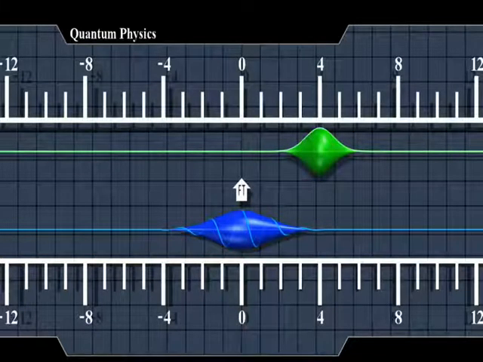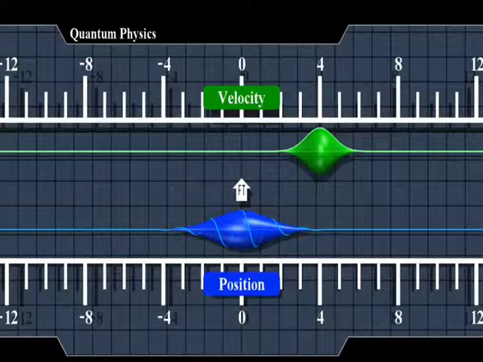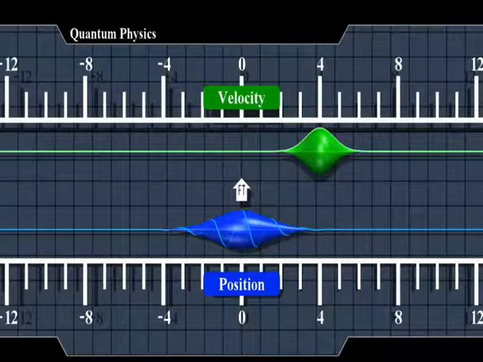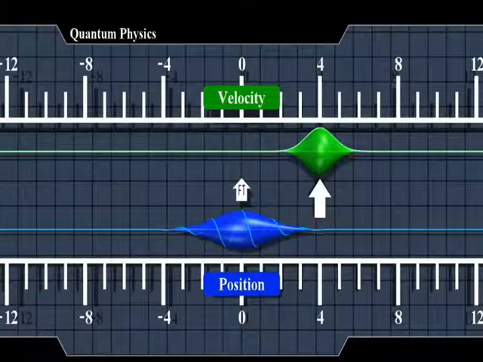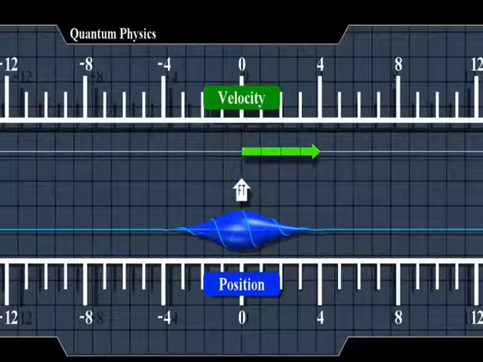This new function gives us information about the particle's velocity, in the same way the original wave function gave us information about the particle's position. To be more accurate, it gives us information about momentum, but we'll explain about momentum only near the end of the video. For now, it will work fine as the velocity wave function. The peak of the wave is at 4 units, meaning the particle's most likely velocity is 4 units per second.